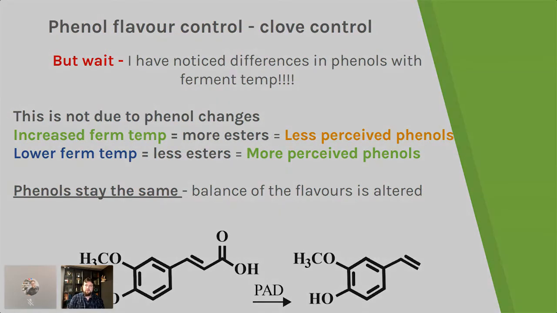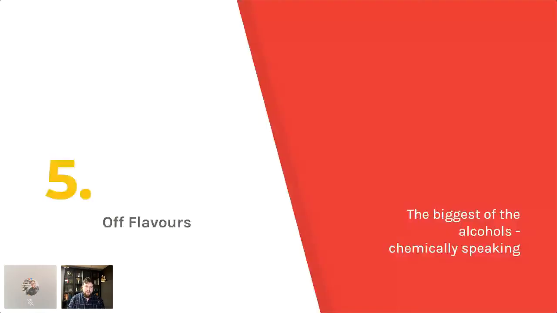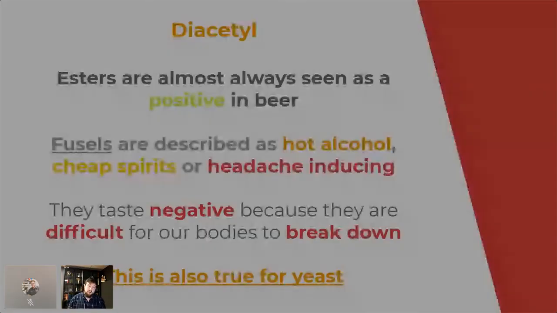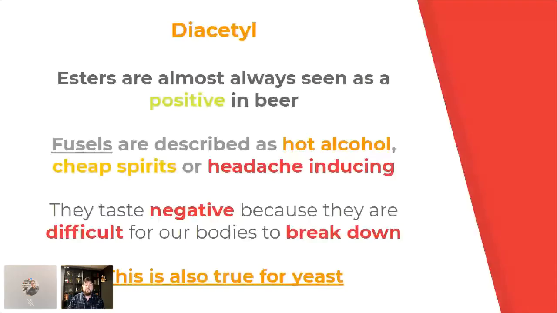That's all we're going to talk about for clove, because we have a few other things I want us to really hammer on. Now we're going to move into off flavors. Off flavors are a very large term for a handful of different types of compounds that are out there. However, for today's focus, we're looking at the two main ones we see in beer. The first one we're going to talk about is diacetyl.